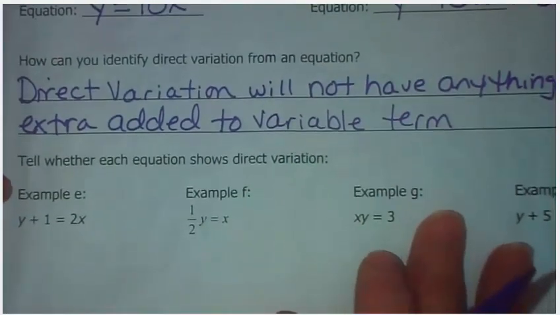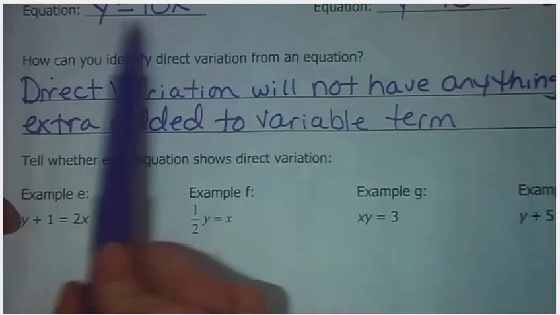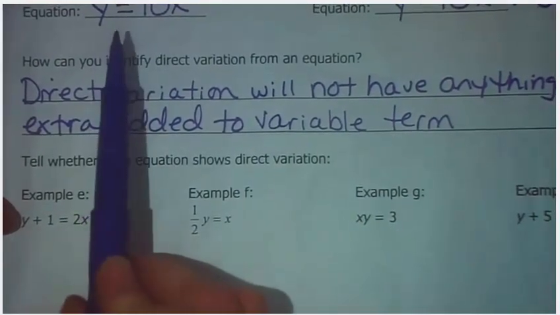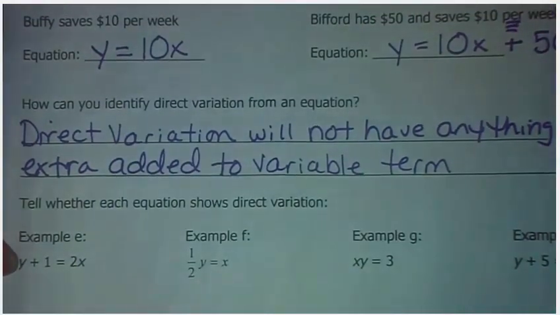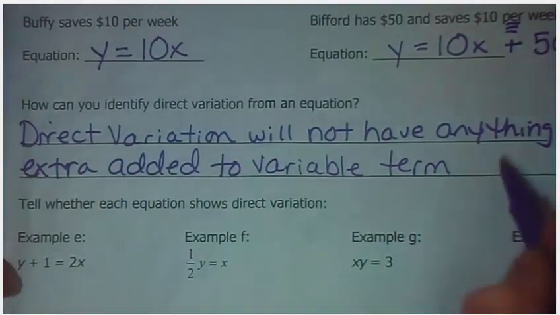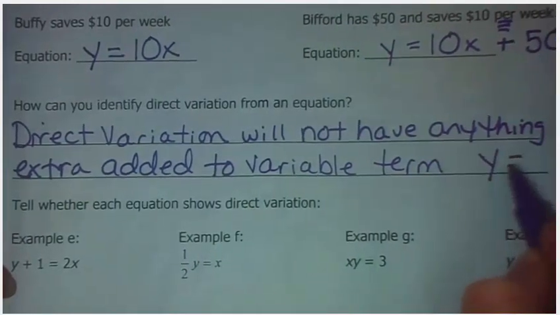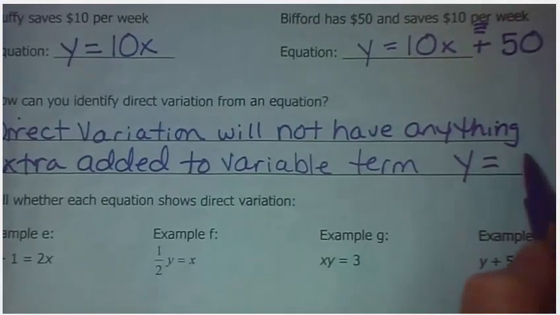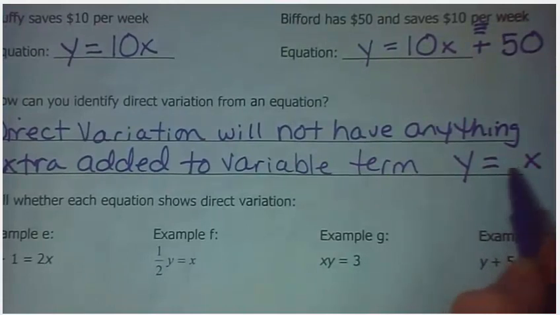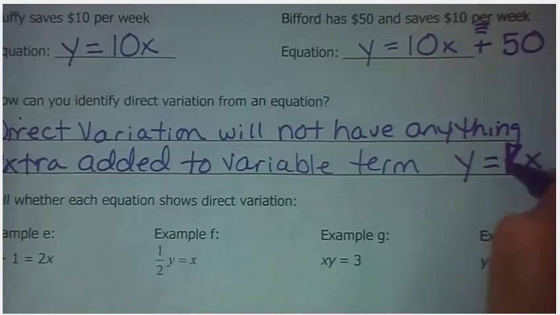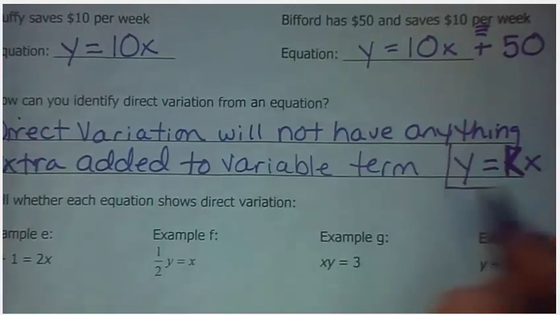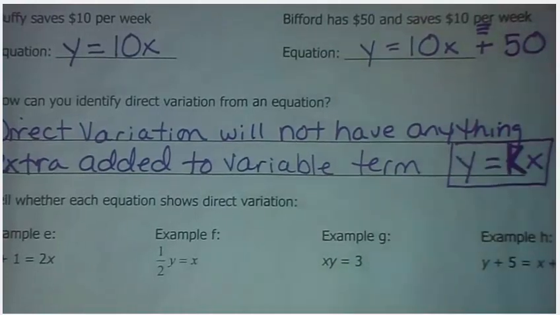And these are all going to take the form, they're all going to look just like Buffy's equations. It's going to be y equals something times x, but that something might change depending on who we're talking about. So they're all going to have a y, and they're all going to have an x, but the thing that's going to change is what's being multiplied by x. Your book is going to use this thing, and we'll call it k. So they will all have this form, y equals k times x.